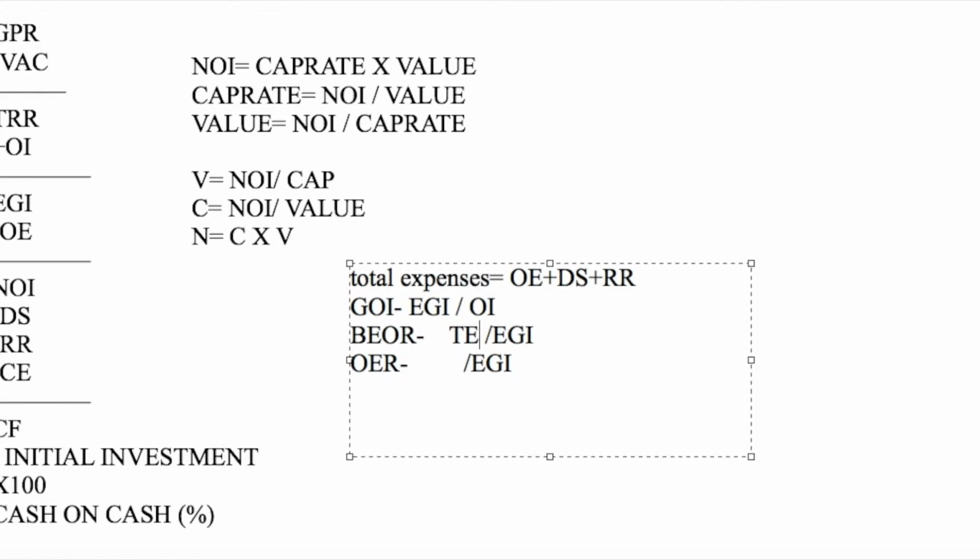Break-even occupancy ratio is your TE, your total expenses, divided by EGI. And your operating expense ratio is your operating expenses divided by your EGI. So just look at it and remember which ones are divided by what. It's pretty easy. Once you memorize this, you'll be golden.